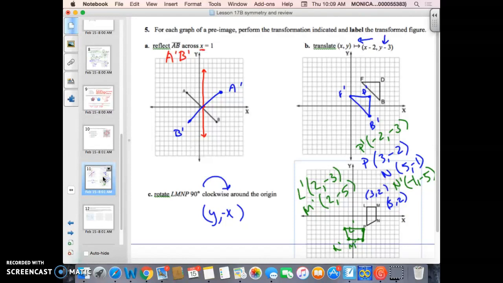And what you notice is that when you turn it, it's going to change its orientation. Okay, so that's a 90-degree clockwise. We rotated it to the right, and those are my new coordinates. In order to get full credit, though, you would have to also label all of my points. So I did L and M. This would be P prime, and there's N prime.